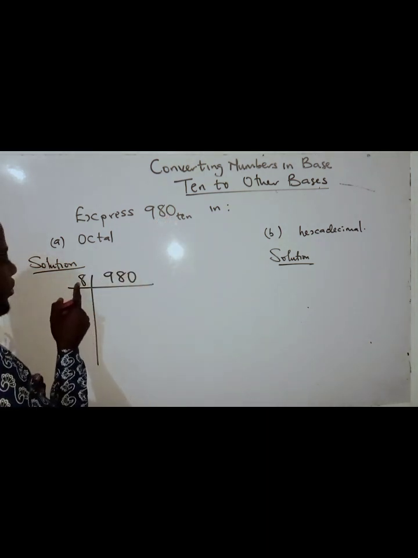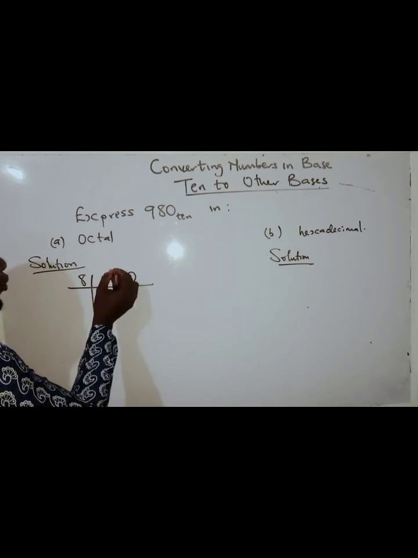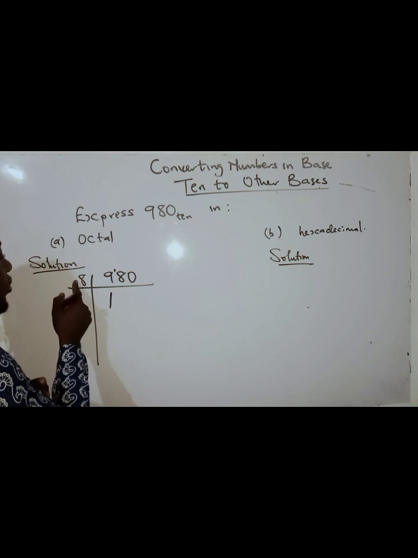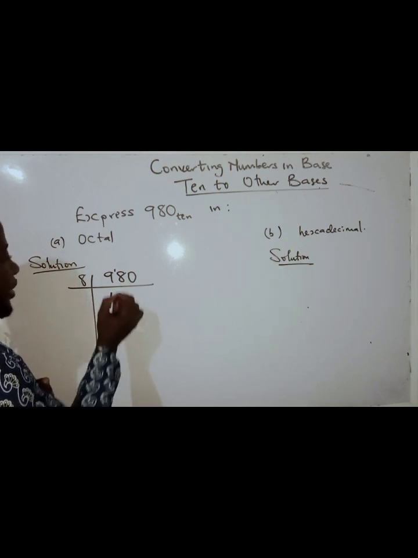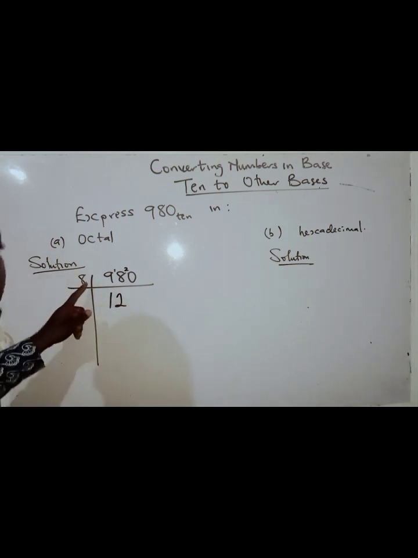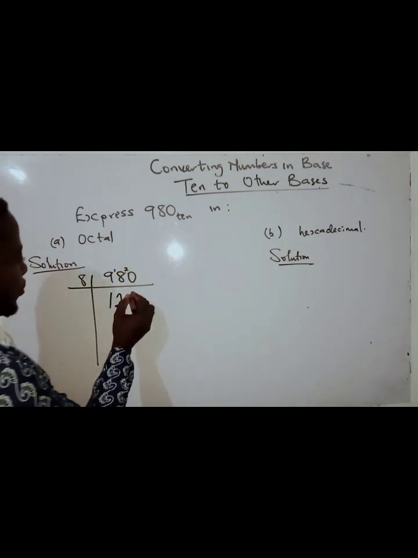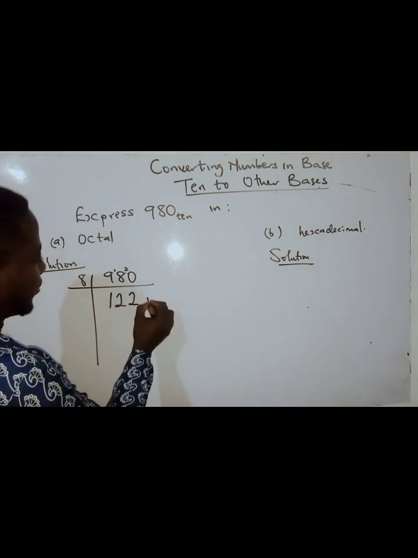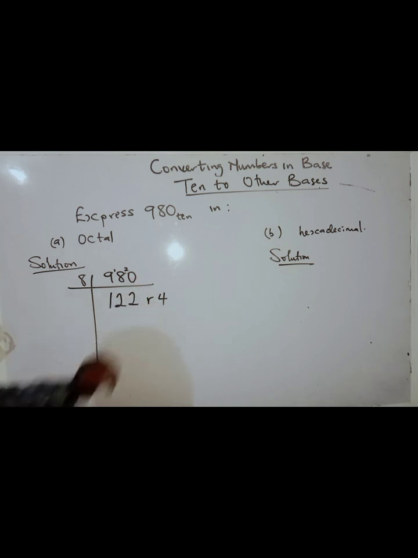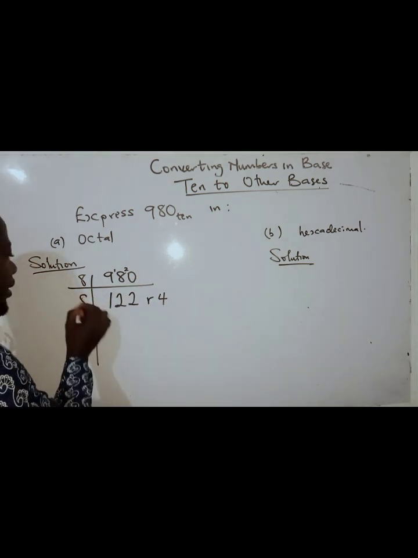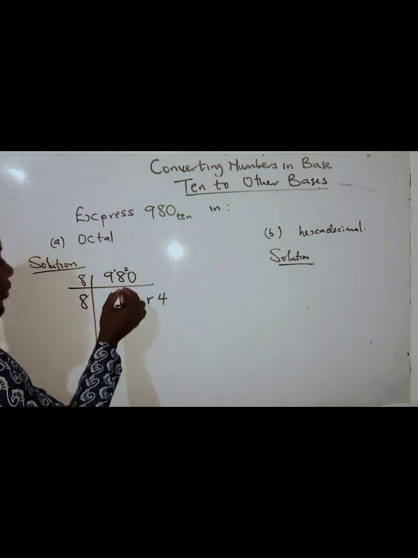Okay, so the first thing we are going to do, 8 in 9, that is 1, remainder 1. So put the 1 here. So that's going to be 8 in 18. 8 in 18 is 2, remainder 2. And also, so we have 20 here. 8 in 20, that is 2, remainder 4. Because 8 times 2 is 16, so that's remainder 4. Okay, another 8. So 8 in 12, 8 in 12 is 1, remainder 4.